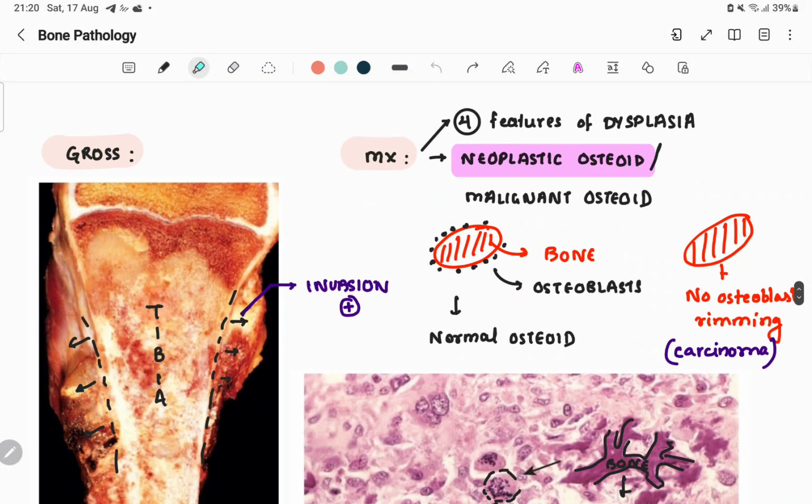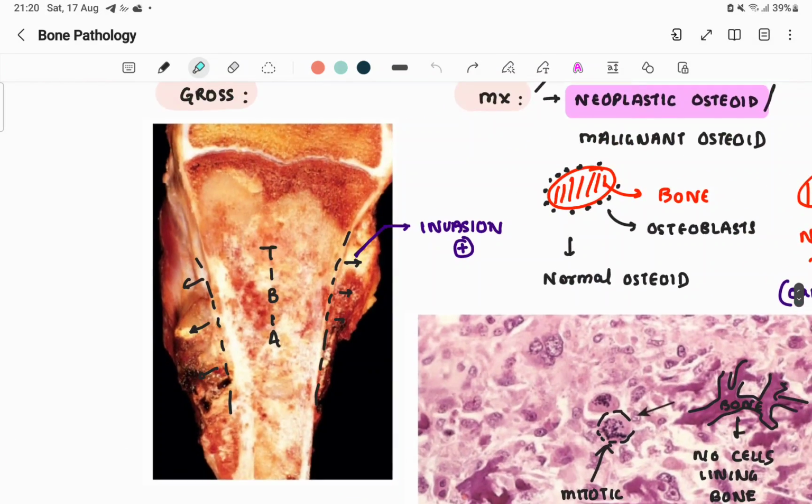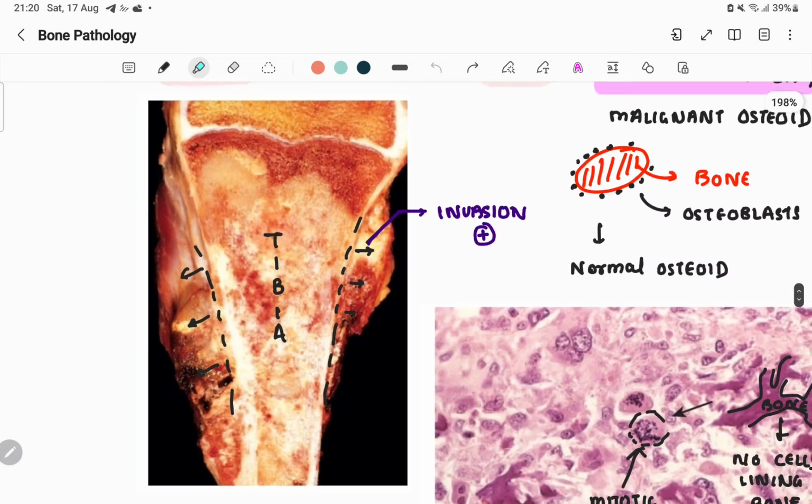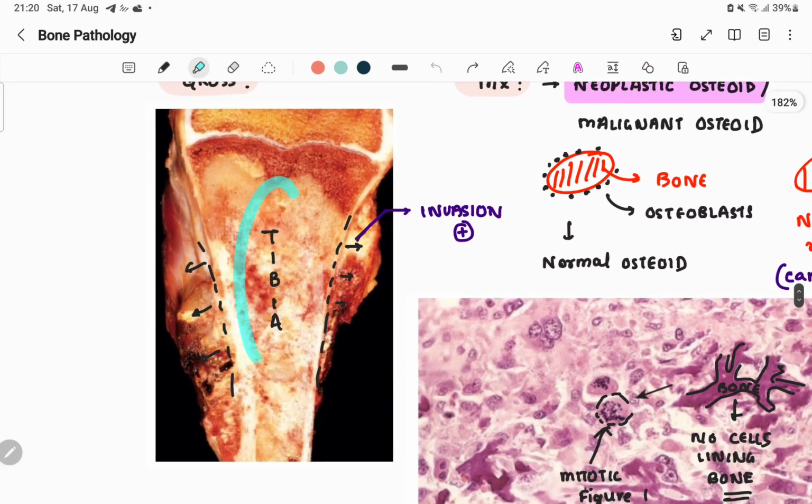Let's move on to the gross findings. What are the gross findings here? Look at this gross. There is an invasion here. The tumor is present over here. Due to this, the periosteum is stretched much. Look at this, there is an invasion of soft tissues as well. Okay, this is a tibia.